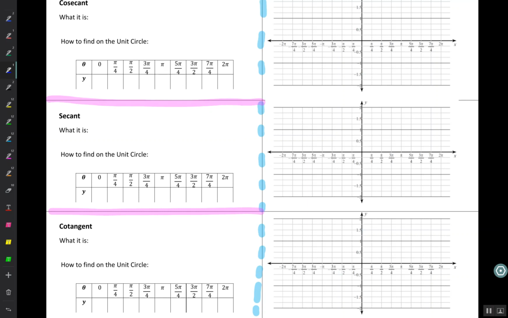Okay, so what I'm going to do in this video is I'm going to explain what they are. I'm going to explain how you find them on the unit circle. And then I'm going to get you started on each of these t-tables to graph them, but then I'm going to have you finish the t-tables and graph them on your own. Alright, let's get started.